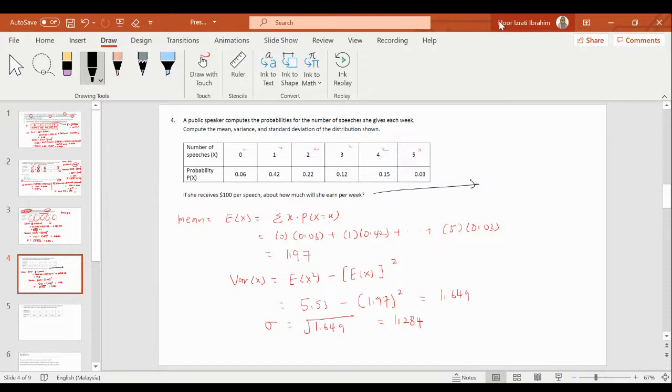And to answer these questions, if she received $100 per speech, how much will she receive per week? So we have here the expected number of speeches she gives each week is 1.97. So to get the total that she will earn per week, we have to use E of X, expected number of speeches given per week, multiply with $100, which is equals to 1.97 multiplied with 100, that is $197 expected earn per week.